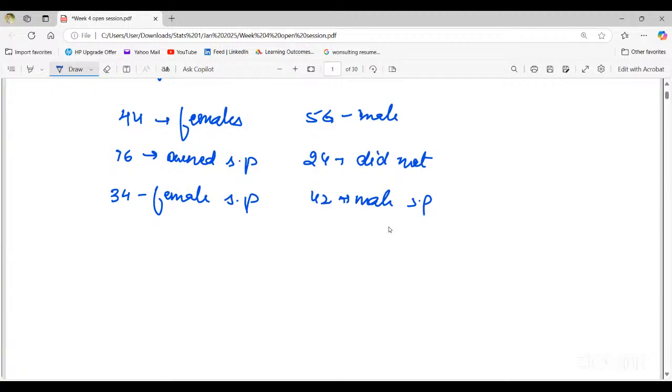Here we have two variables, right? The first variable is owning a smartphone, and the second variable is gender.